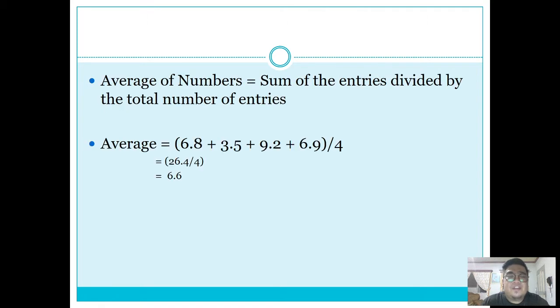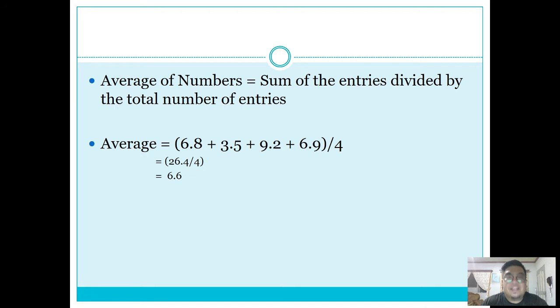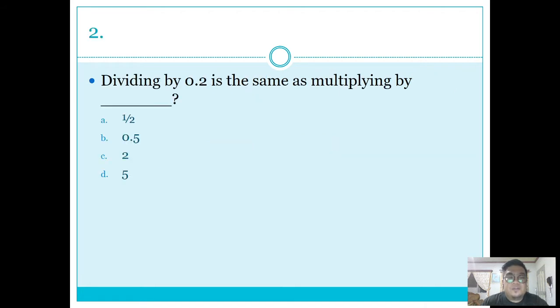No? So, ito yung sagot. So, the answer is, if you get the average, you get the sum of all those numbers, which is 26.4, and then you divide it by 4, in which we get 6.6. Okay? So, yun yung answer natin. It's letter B, 6.6. For number 2, okay, dividing by 0.2 is the same as multiplying by what?